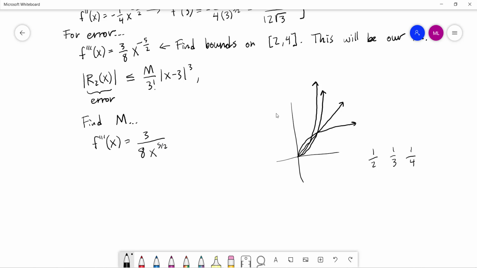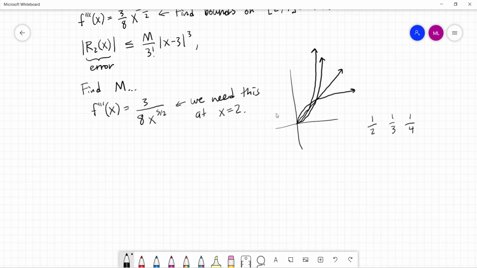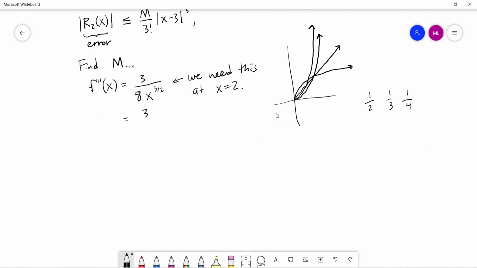So this thing, we need this at x equals 2. That's when it's maximized. And so we will get 3/8 times 2 to the 5/2. If you want to think about this as, because it's 5/2, you could think of it as sort of 2 to the 2/2 times 2 to the 2/2 times another 2 to the 1/2. And when you multiply things with a like base, you just add the exponents and you would get 5/2 here.